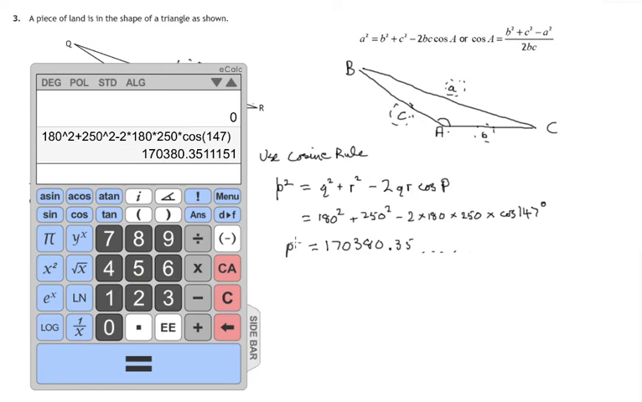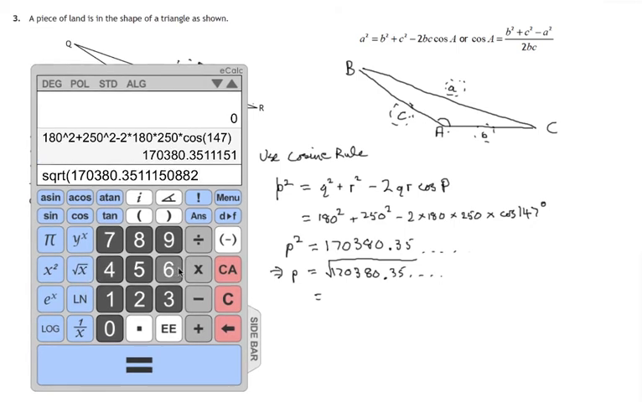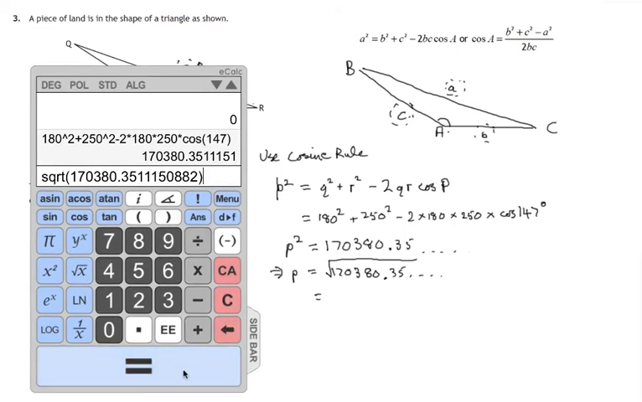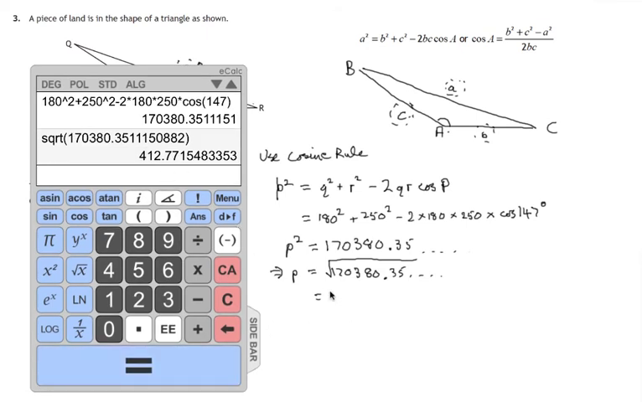Now if that's p squared, that side squared, then to get the length of side p, we have to take the square root of that large number. So on the calculator, that's the square root of that number, and we get 412.77, and so it goes on.